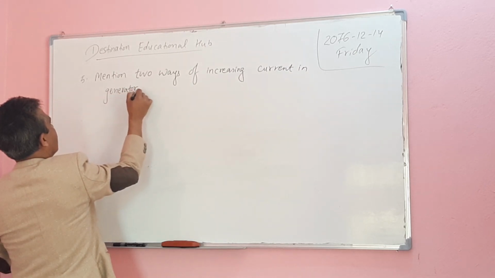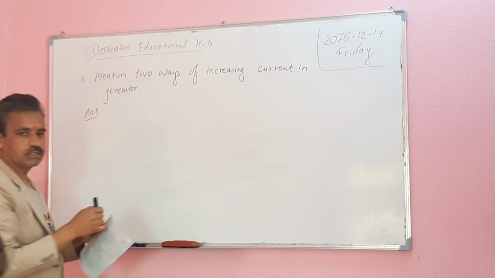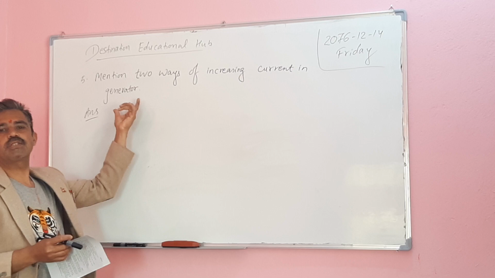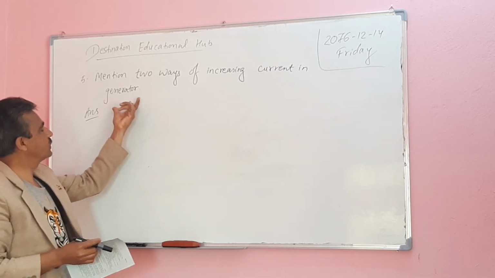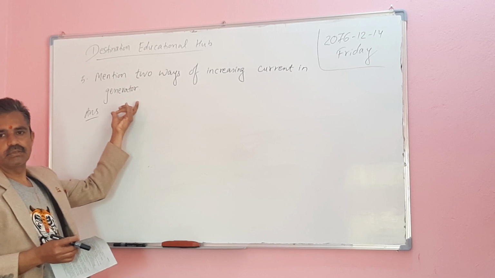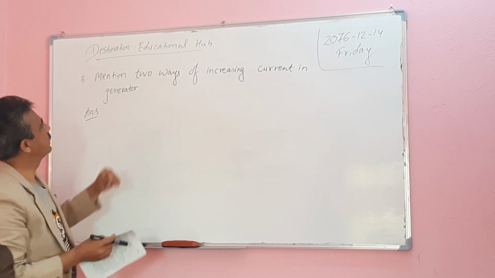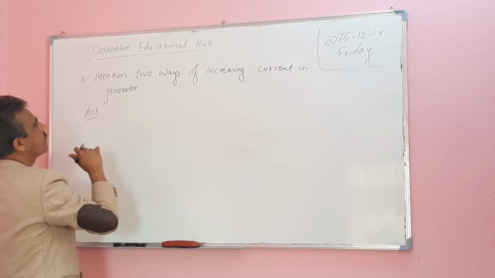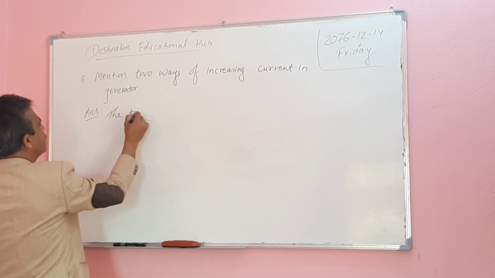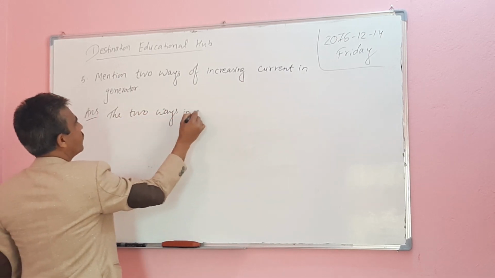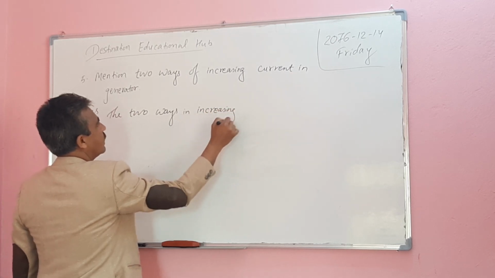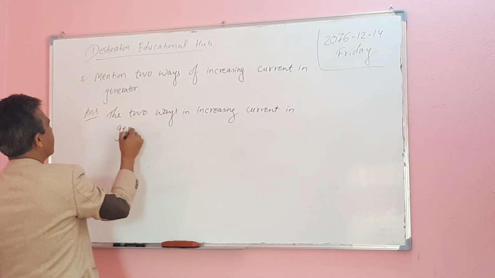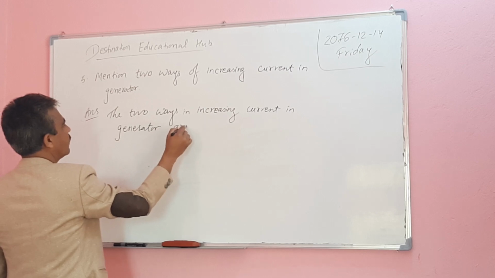Answer. Students, do you know what is a generator? Yes, a generator is a source of electricity. It converts kinetic energy into electrical energy, right? So, what are the 2 ways of increasing current in a generator? Let me write the 2 ways of increasing current in a generator are first point and second point.